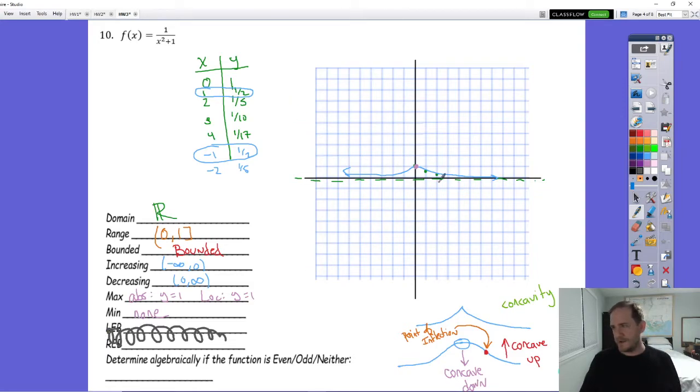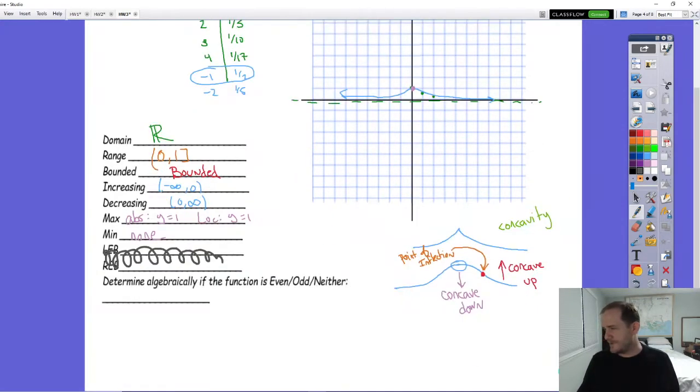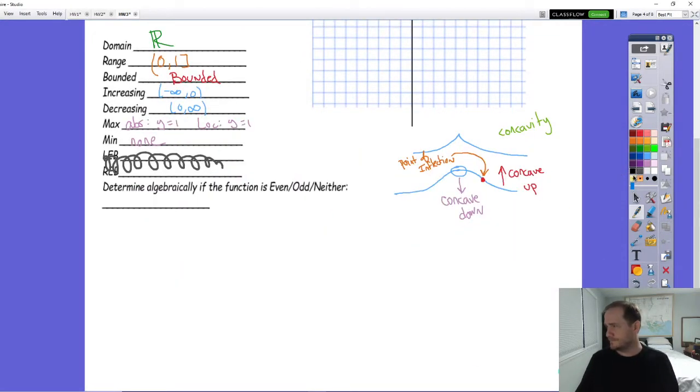And again, we've got another function that certainly appears to be even, so let's just quickly prove that yes, we really are even. So the original function f of x is 1 over x squared plus 1. So what is f of negative x?